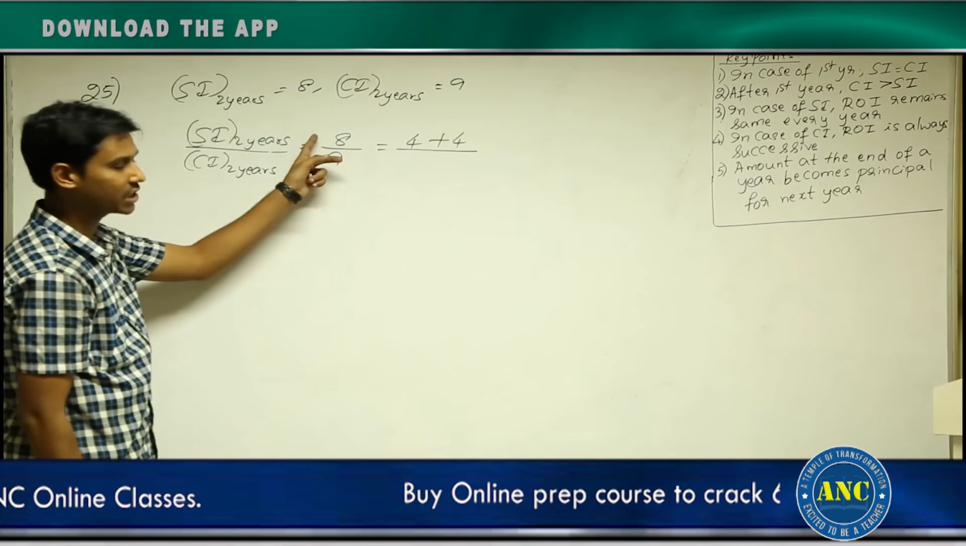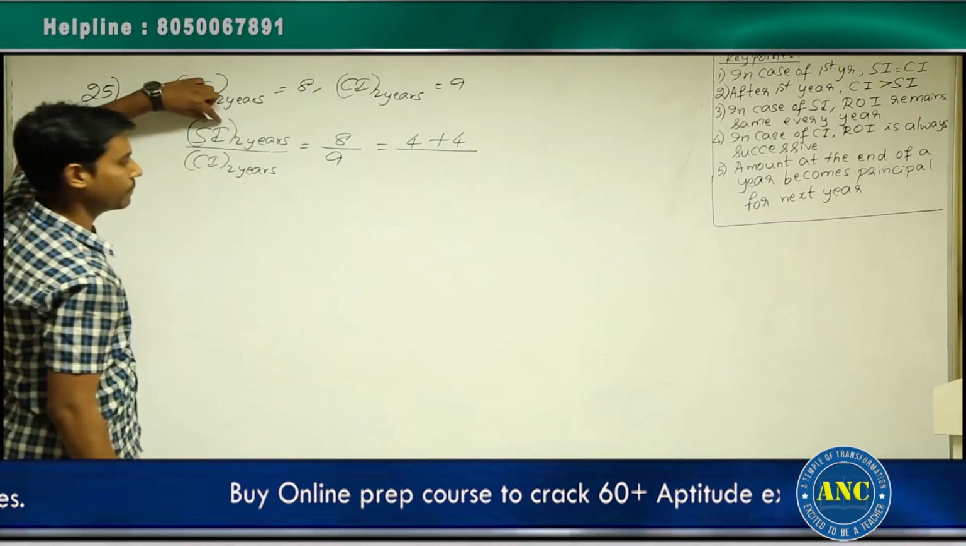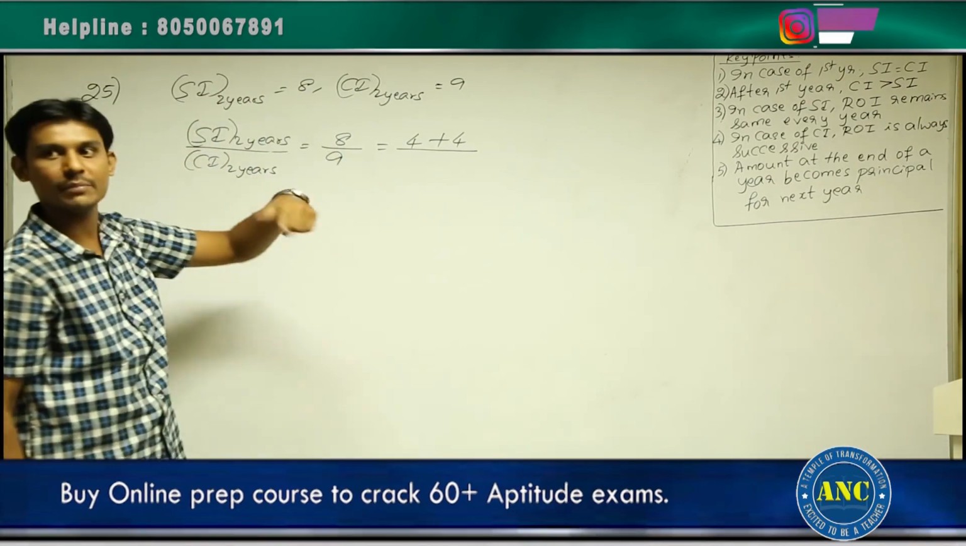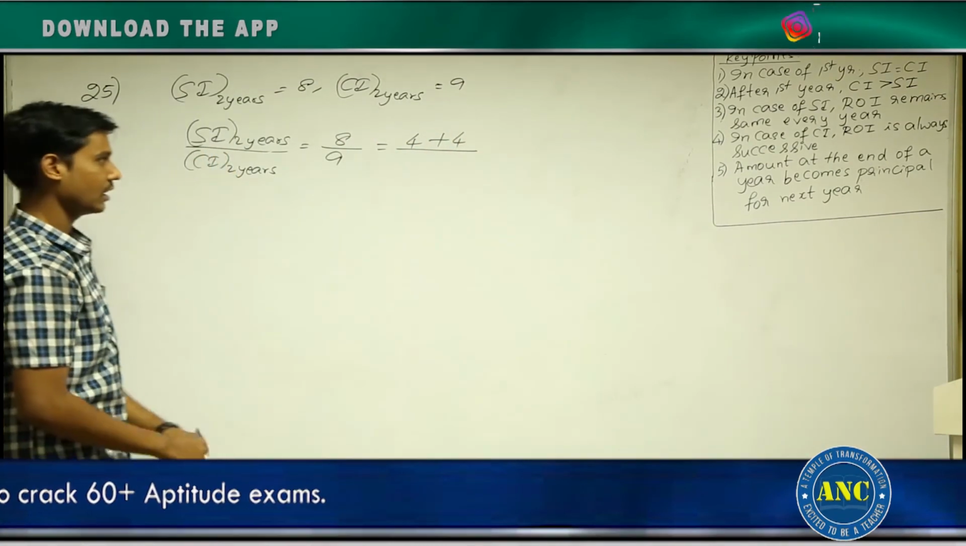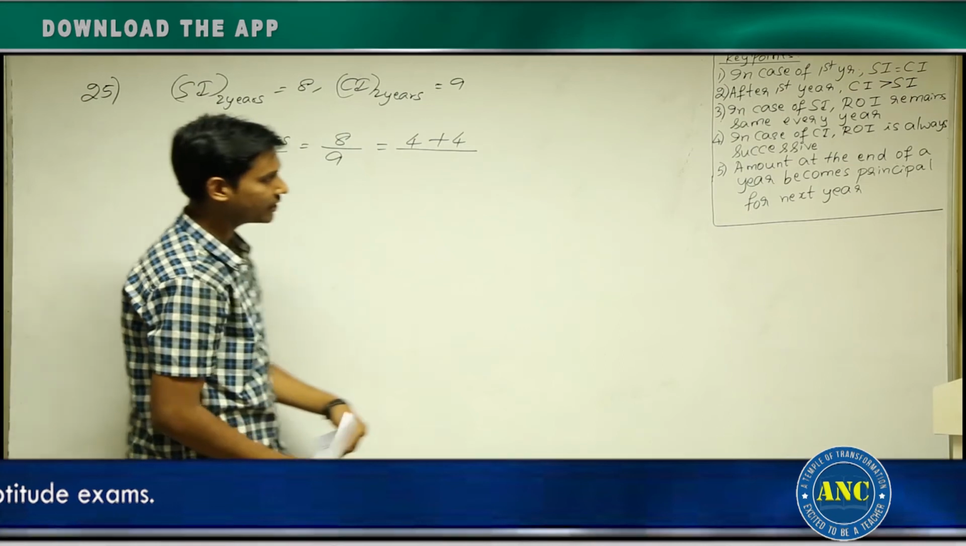What is the meaning of this? Which key point have we used here? In case of simple interest, rate of interest is the same every year. First year also I am giving you 4 rupees, second year also 4 rupees. One more key point. What is the key point?